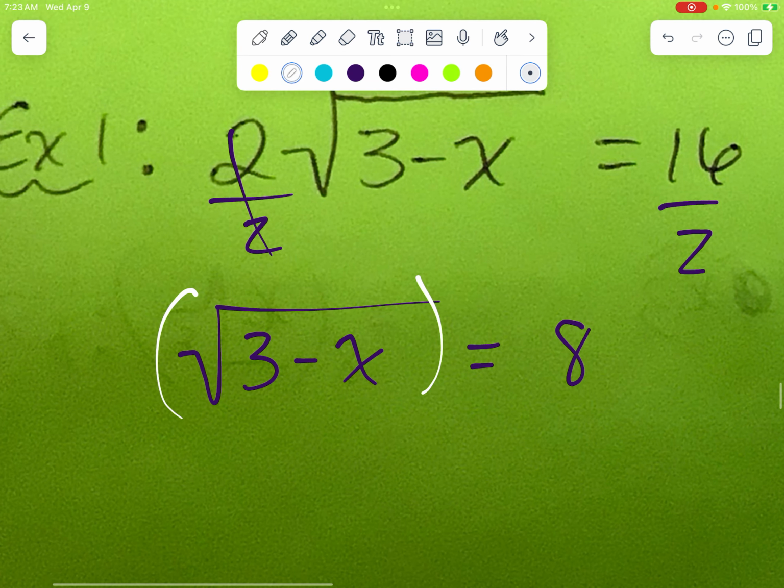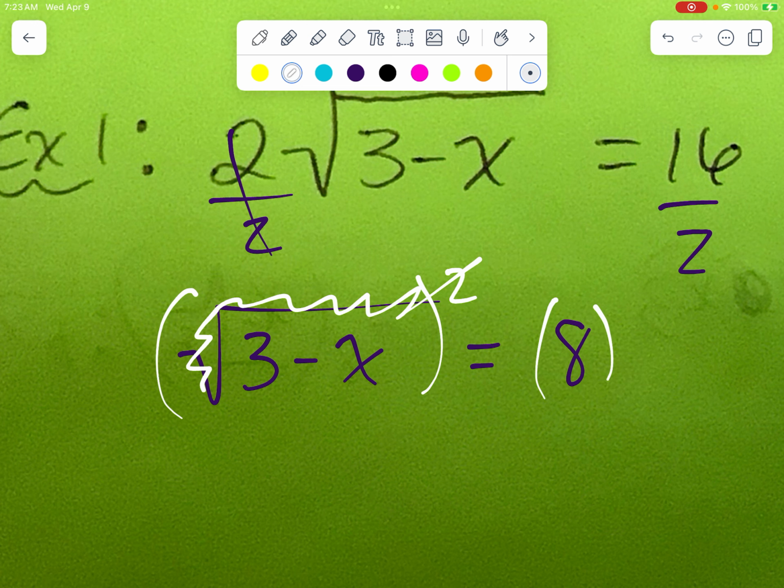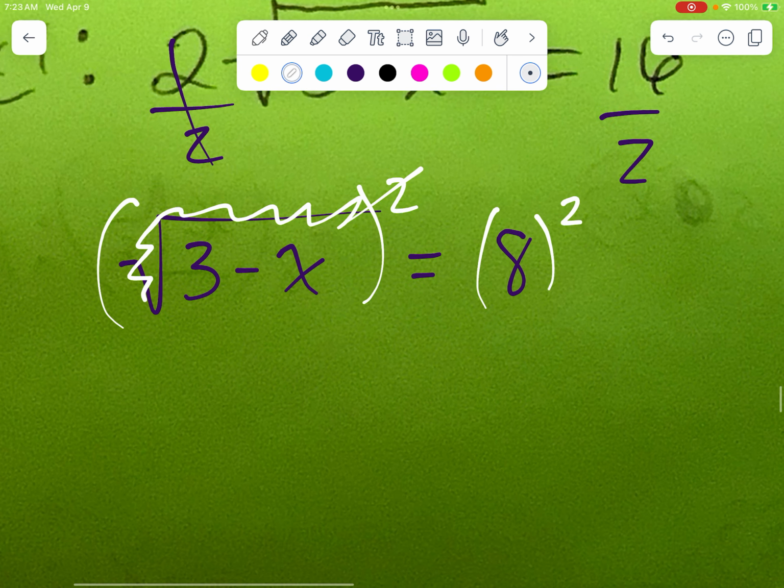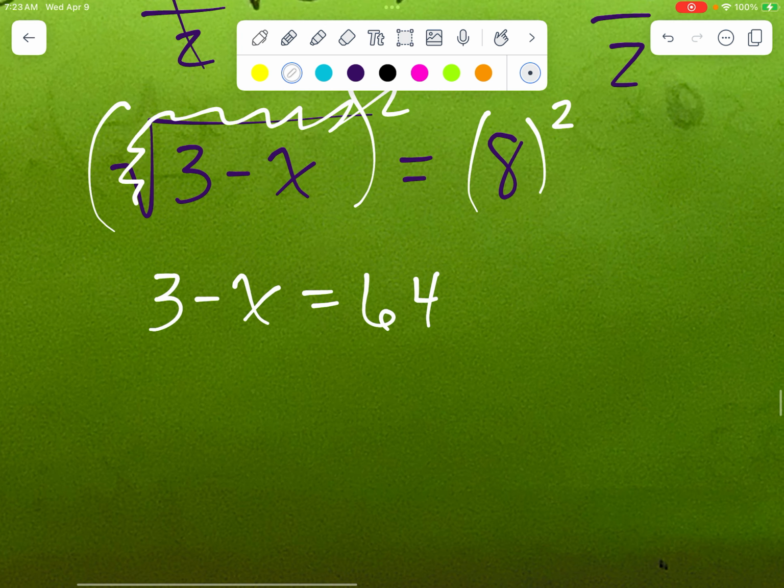When you square the left side here, the house goes away. But we have to square the right side. 8 to the second power, that's not 8 times 2. That's 8 times itself, which is 64. Then we have to get x by itself, do the opposite of 3. Well, let's just subtract 3.